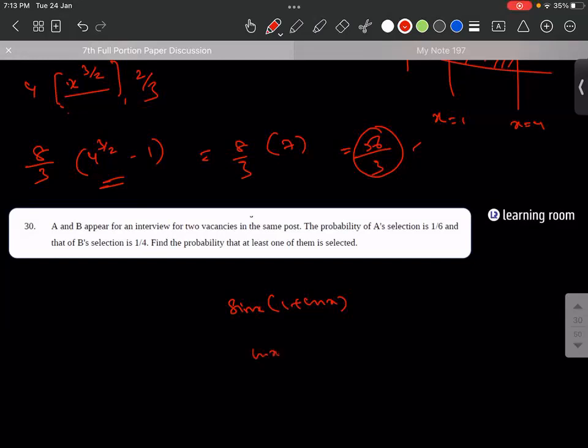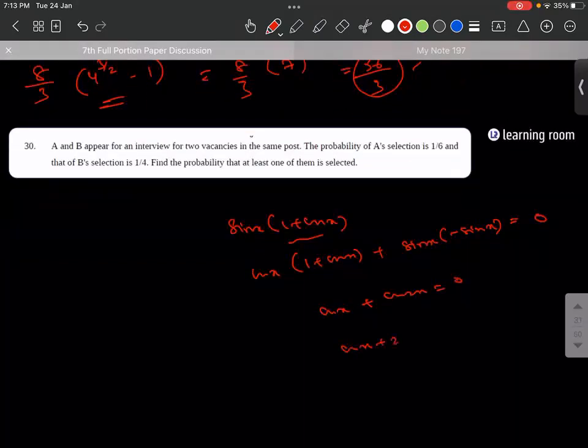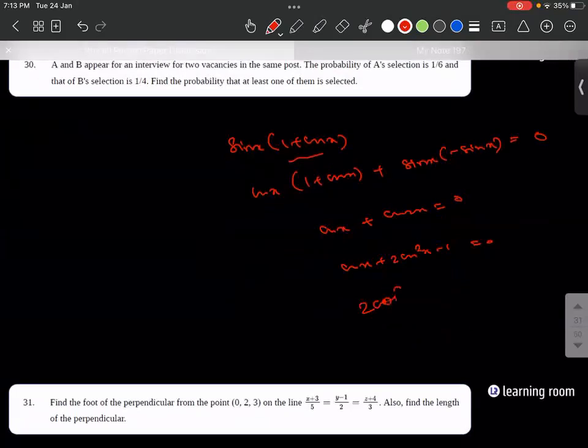First function into integral, first function derivative into second function plus sin x into minus sin x is equal to 0. Correct? So cos x plus cos 2x should be 0. So cos 2x, what you can do is cos x plus 2 cos squared x minus 1 is equal to 0. So 2 cos squared x plus cos x minus 1 is 0.